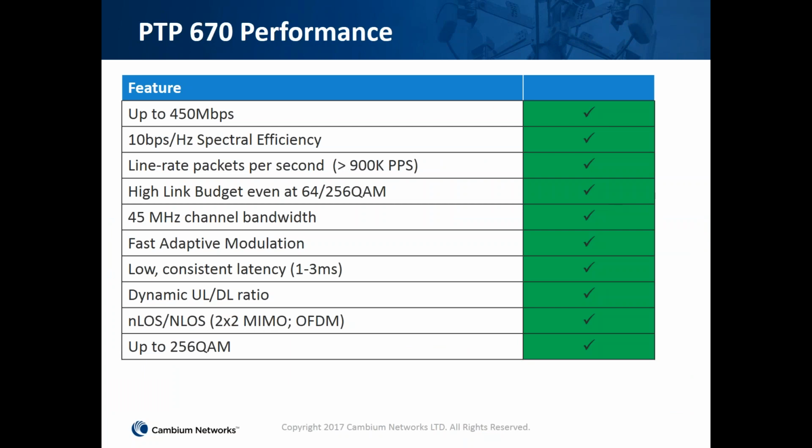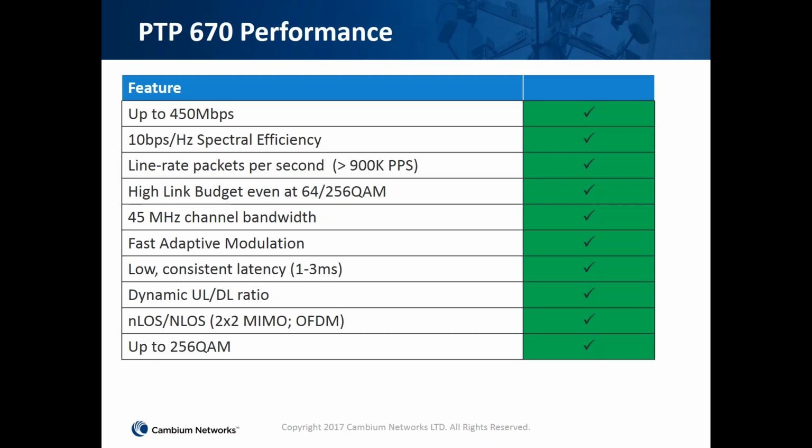Just to give a headline update, the PTP 670 goes up to 450 Mbps, which can support a lot of data. It has a really high spectral efficiency of 10 bits per hertz, which means even if you get a 5 megahertz channel, you can be guaranteed to get 50 megabits, because of the bits per hertz. Whatever small sliver of frequency you get, we make sure we use it to the maximum. It has a line rate of more than 900 packets per second. This is really useful if you have a lot of people transmitting and you want to process a lot of packets as part of that.